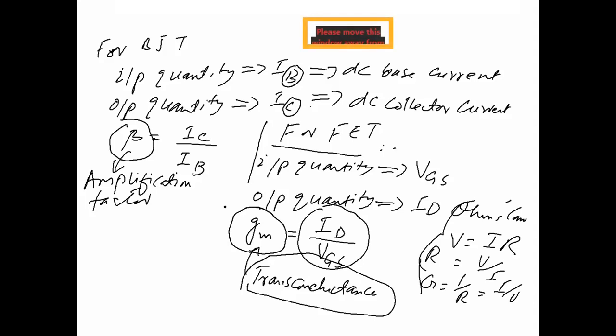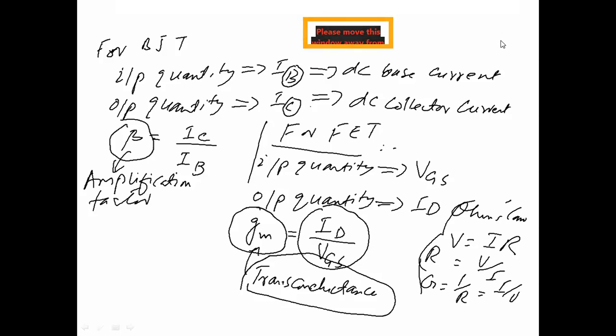Similarly, we will also be discussing, so we are familiar with the BJT. The major applications of BJTs are amplification and switching action. So FET also has similar applications. It can be used as an amplifier or it can be used as a switch in logic circuits or in digital circuits.